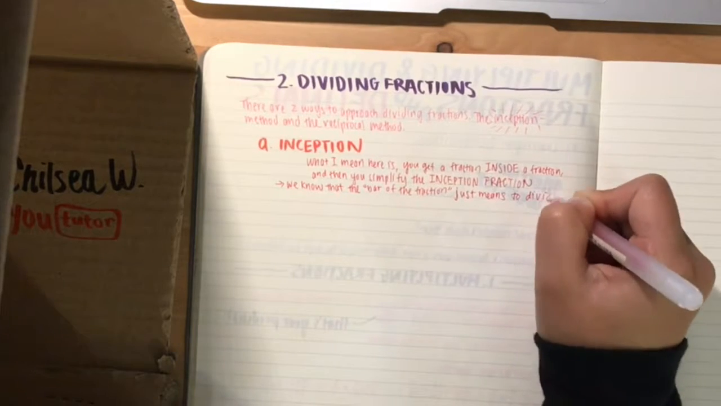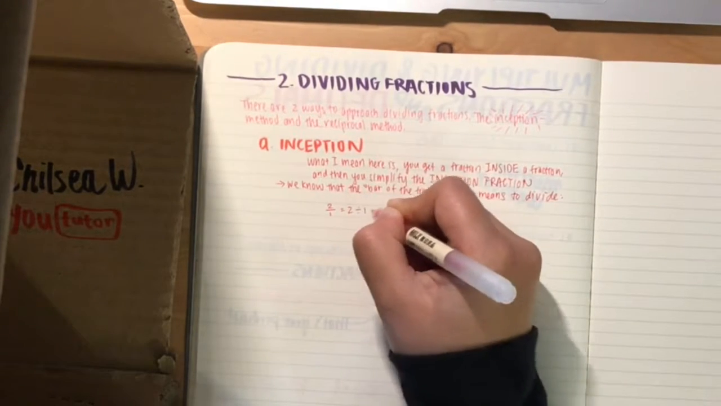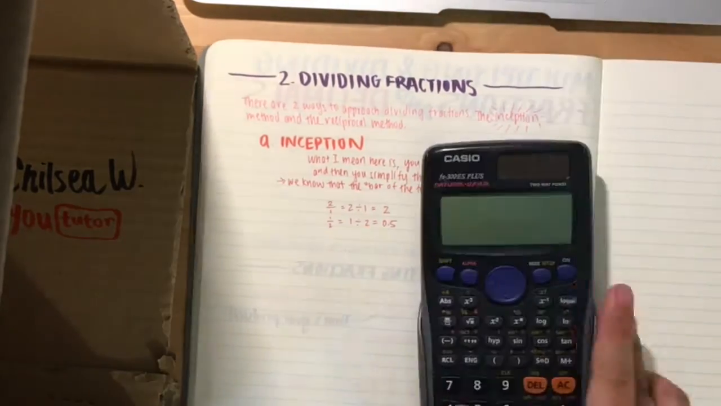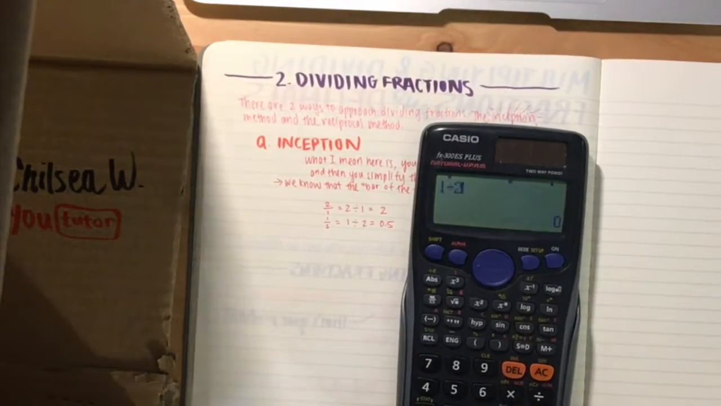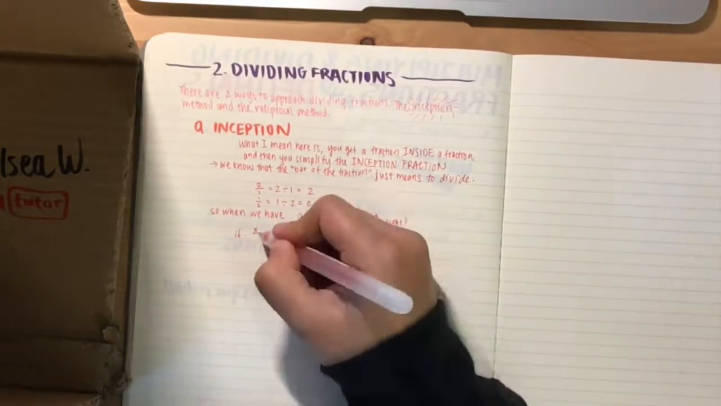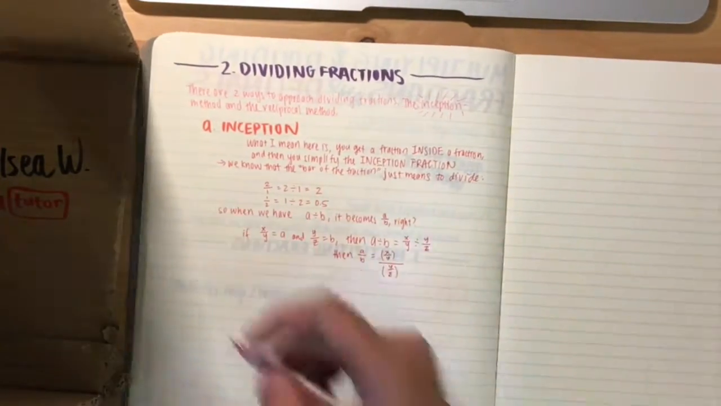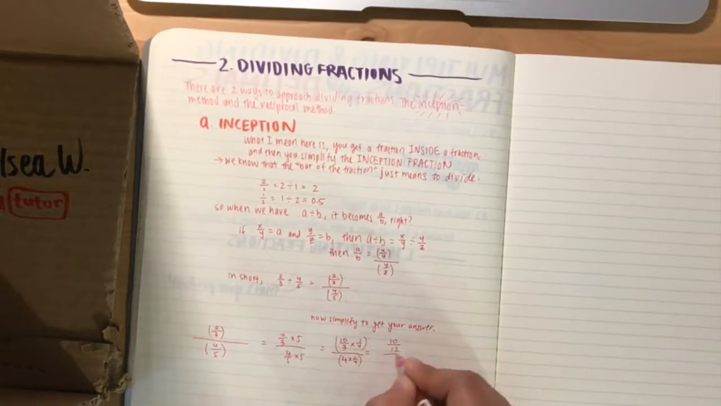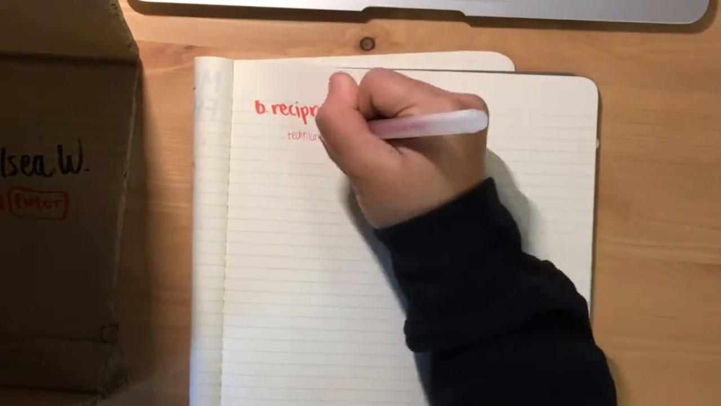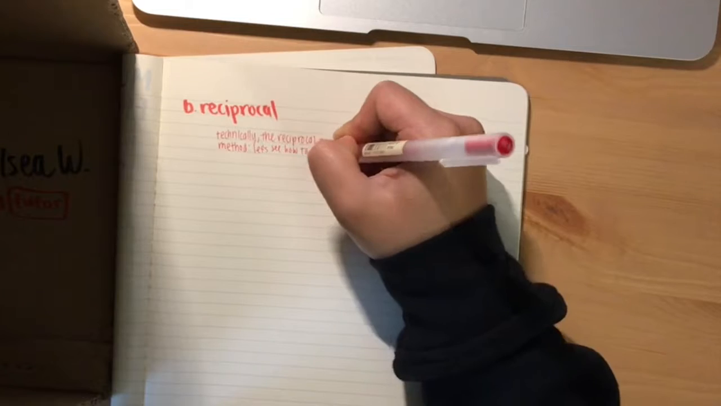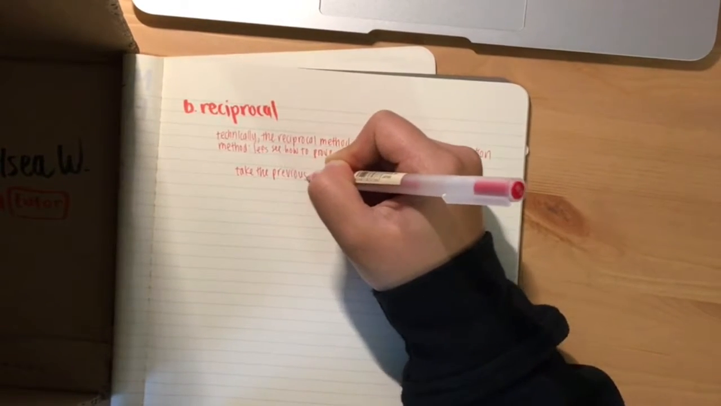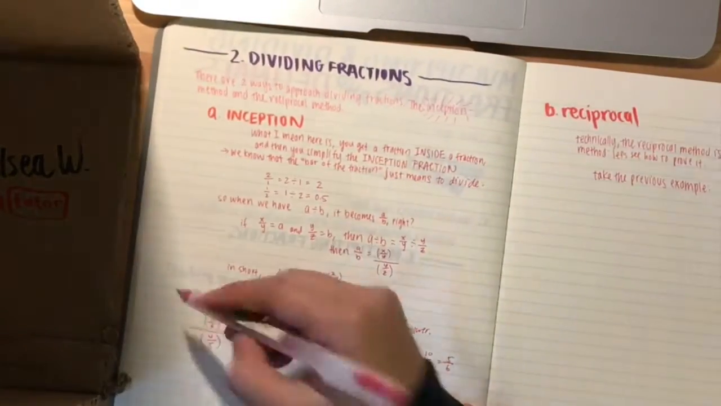So this works because we know that the bar of the fraction essentially just means to divide. If you don't believe me, see that 2 over 1 essentially is just 2 divided by 1 equals 2, and 1 over 2 is just 1 divided by 2, which is 1/2. You can check this with the calculator. So you can see how you prove this inception method. And the inception method isn't really that important, but we need to know a little bit of it because it sets us up for the reciprocal method. Because the inception method is where the reciprocal method is derived from.